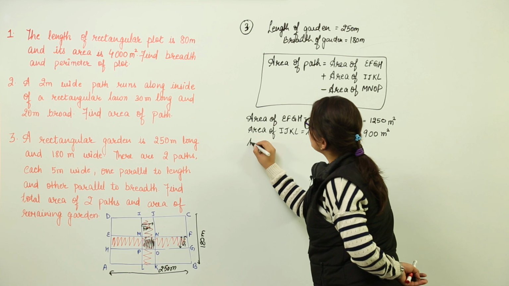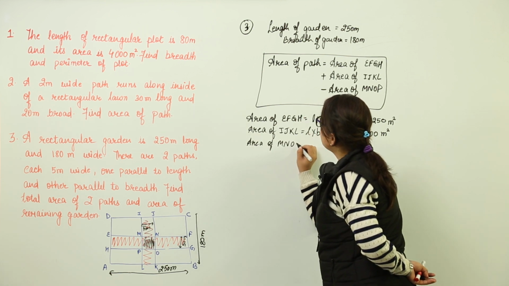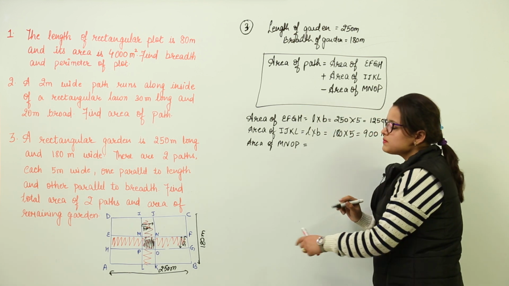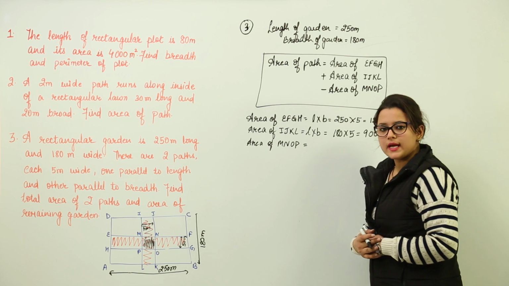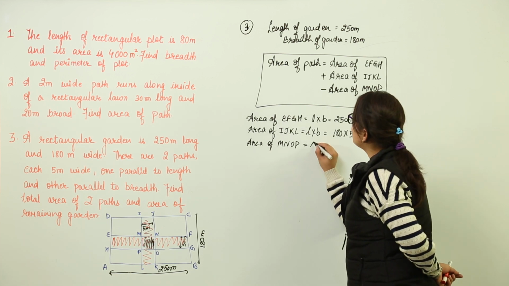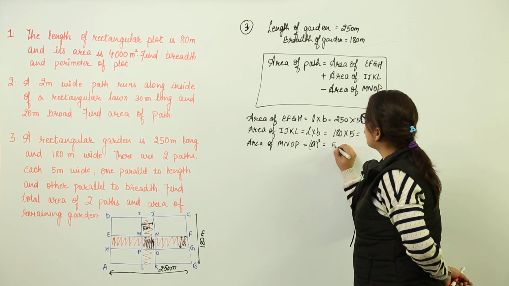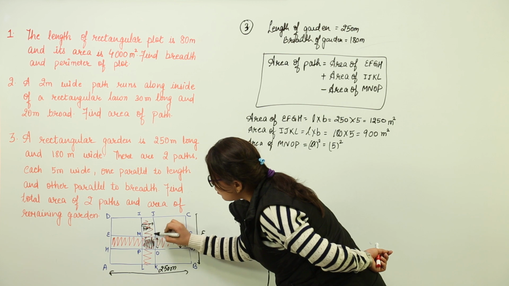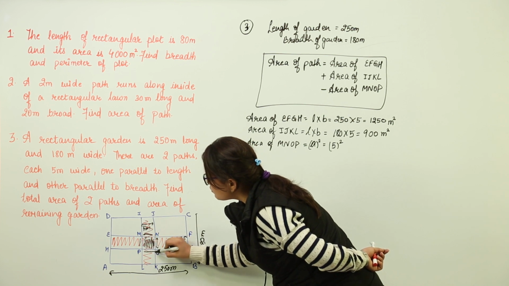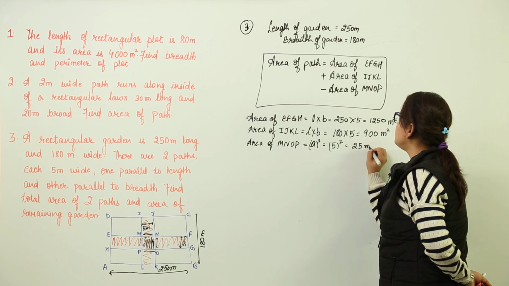Next we are supposed to find out the area of MNOP. Now we can clearly observe that MNOP is making a square, and we know that area of square is equal to side into side. So we write it as 5 square, because the square is going to have all the sides equal to 5 only. So we'll write 5 square, that will be equal to 25 meters square.